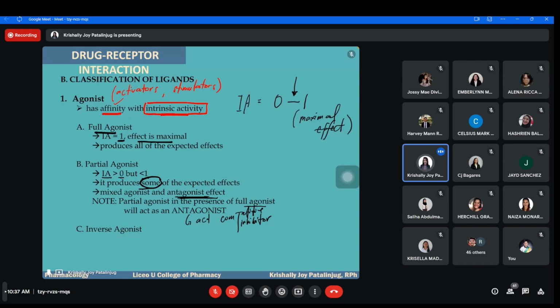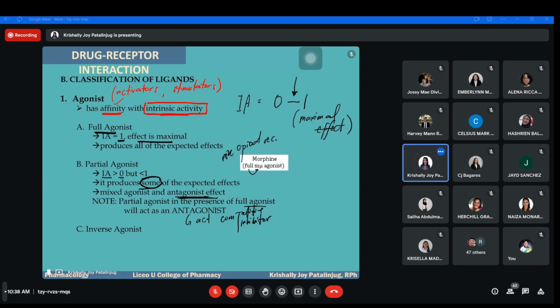Let's say for example, morphine. Morphine is a known full agonist. Particularly, it activates the mu opioid receptor. So that is the name of the receptor where morphine binds, eliciting an effect. Okay, so again, it is called mu. So this is how it is written. Mu opioid receptor. Okay? So it is a full mu opioid receptor agonist.